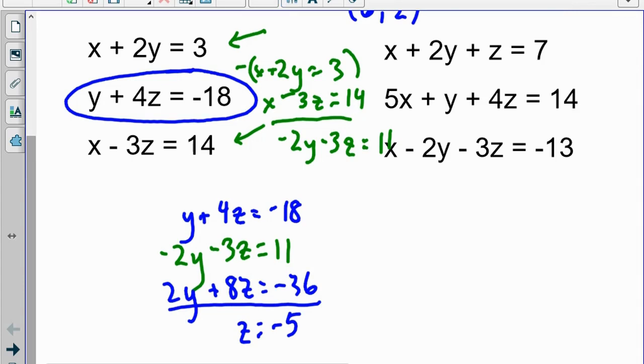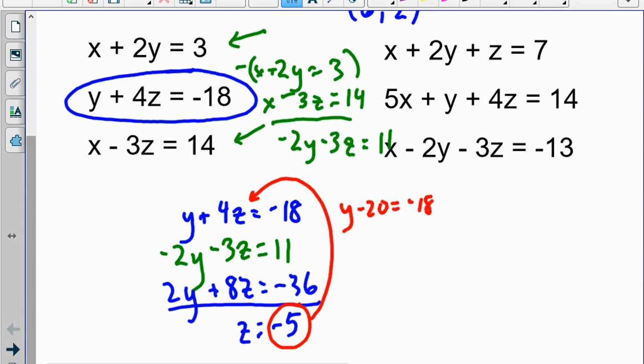Now I can take that z and substitute it back in a lot of different spots. So I can take that, put it in here. I get y minus 20 equals negative 18. So y equals 2. I can also take either the y equals 2 or the z equals negative 5 and substitute it back in one of the original equations. So I'll take the y equals 2 and substitute that back in up here. So x plus 4 equals 3, which means x equals negative 1. So my final answer would be negative 1, 2, negative 5.